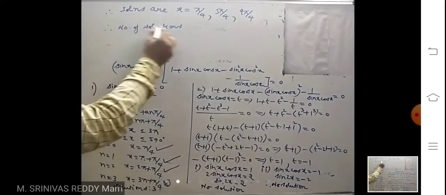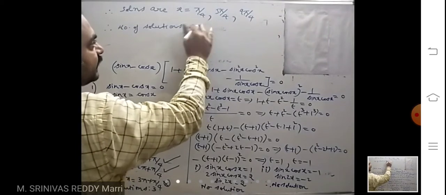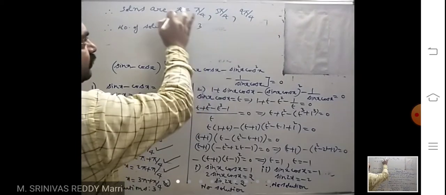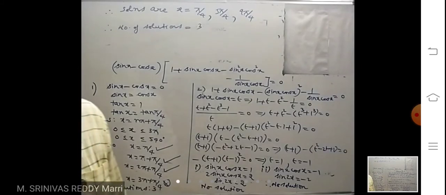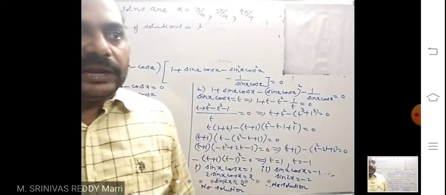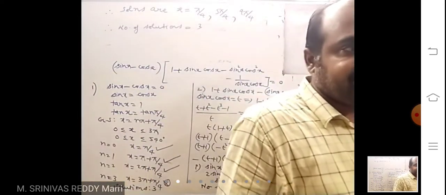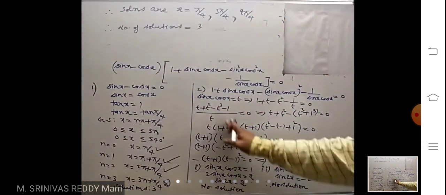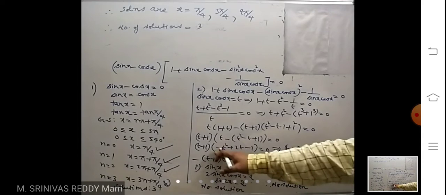Therefore, number of solutions means how many? 1, 2, 3. So 3 is the answer. Solutions are these 3. Number of solutions means 3. Like that, whenever sine power 5x minus cos power 5x is there, write the formula. Whenever sine power 5x plus cos power 5x is there, write the formula. After that, you will get an equation in sin x cos x, take that equal to t and solve. You will get the values.